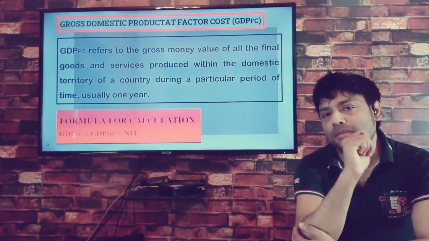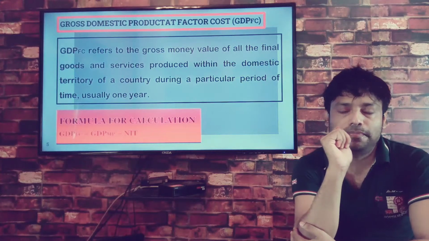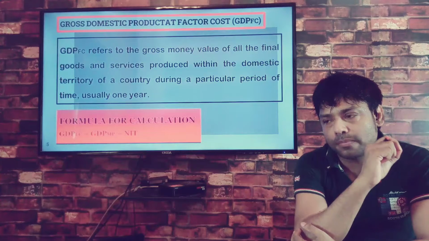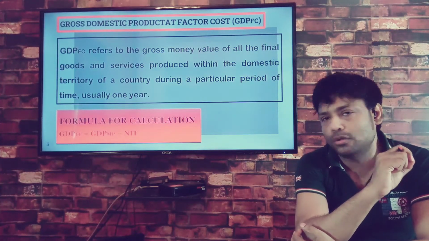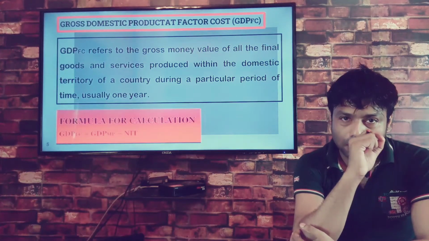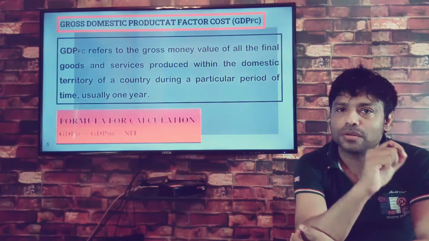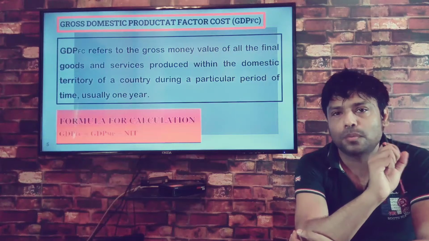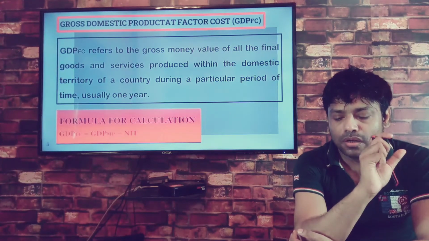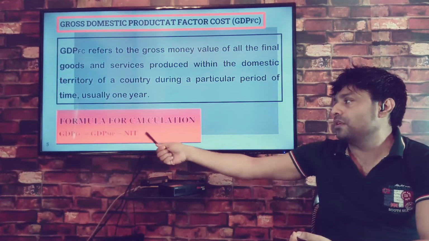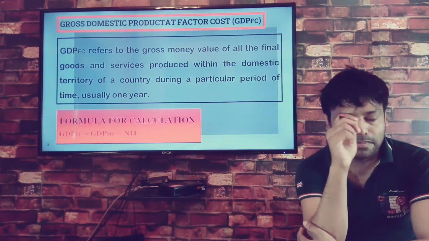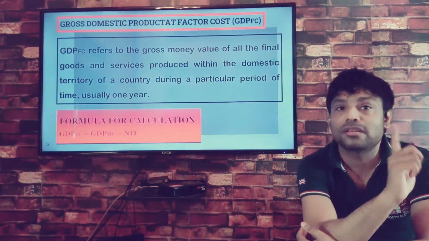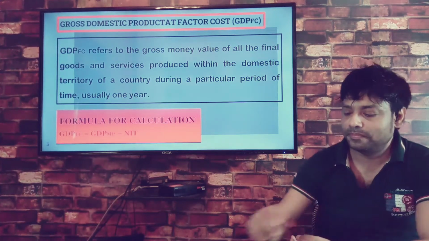Now, gross domestic product at factor cost. GDP at factor cost refers to gross money value of all the final goods and services produced within the domestic territory of a country during a year, usually 1 year. The formula for calculation is before you. GDP at factor cost is equal to GDP at market price minus net indirect taxes.